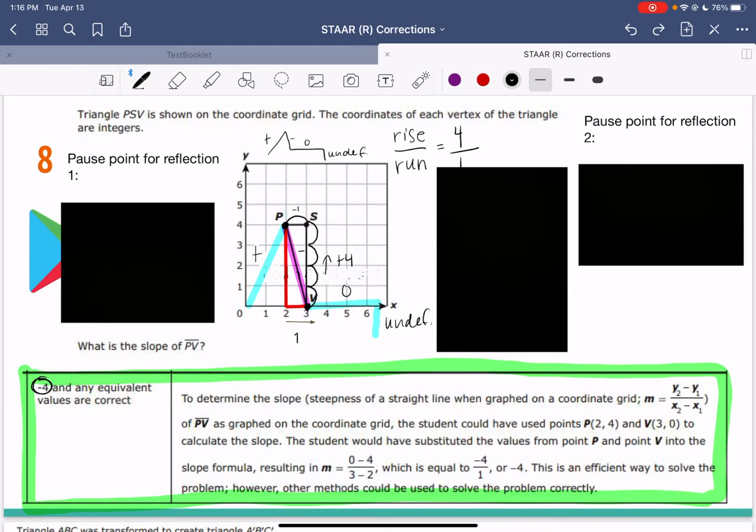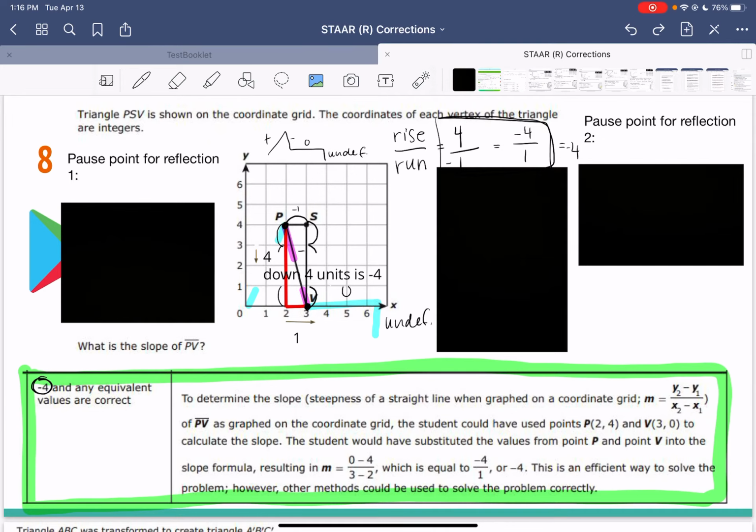But you can also follow this red line down and go 1, 2, 3, 4, which results in, I'm going to do some erasing here. So going down 4 units is a -4. Just like what I said, going left 1 unit is also a negative. So these are the two results that you could come up with, and both of them equal the same thing of -4. So pause point for reflection 2.